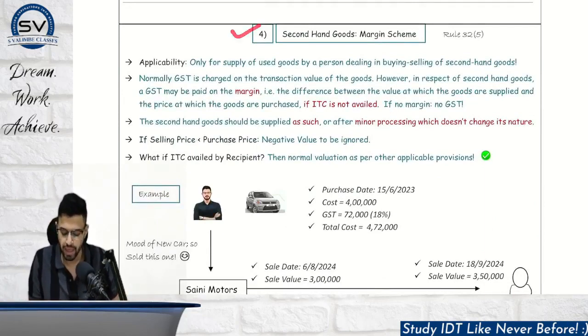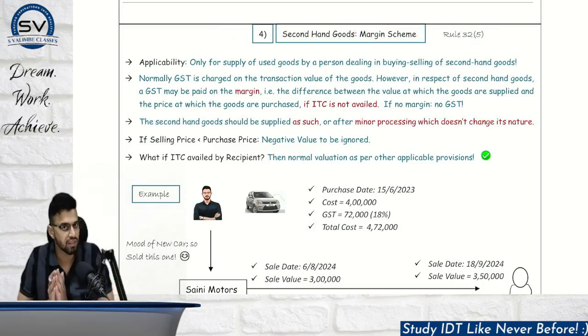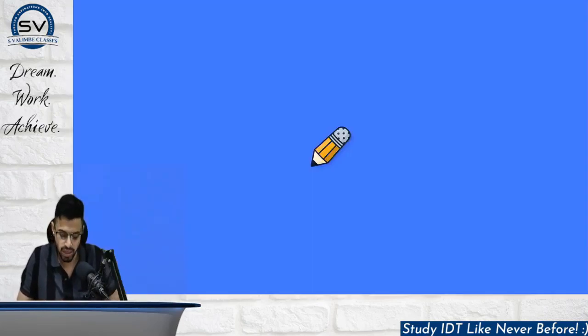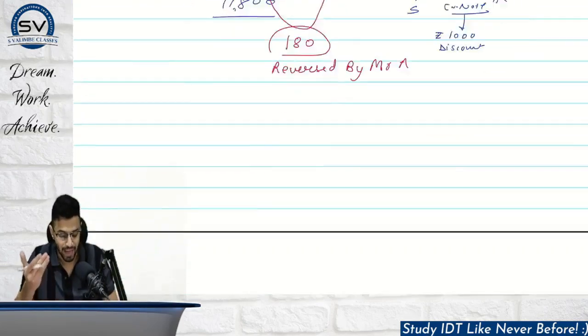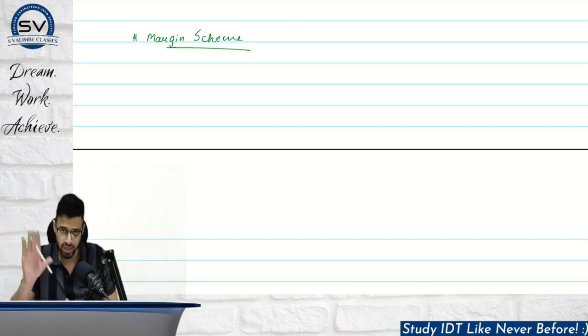Now, fourth is the second-hand goods margin scheme, rule number 32 sub rule 5. Now, this is a very specific scheme. Let's first try to understand the meaning, logic and rationale behind this margin scheme. What do you mean by margin? Margin basically means the difference between any two amounts, that is known as margin.